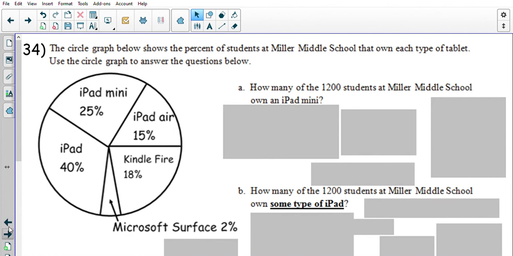So a lot of these iPads don't even exist anymore. I'm not even sure if the Kindle Fire still exists, I guess it does, but I don't think iPad Air or iPad mini exist anymore. They might be called something different.